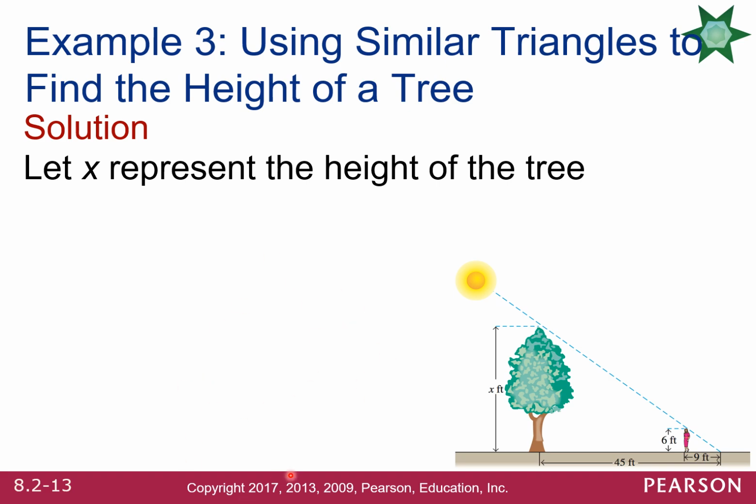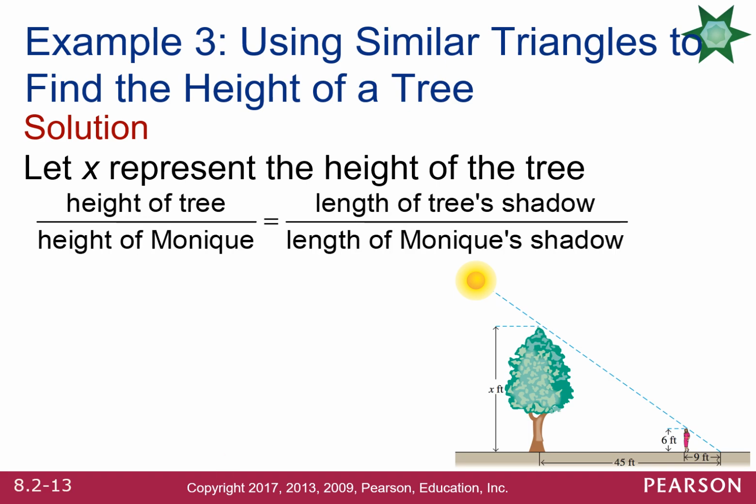So here they have solved the problem. Let x represent the height of the tree. So the proportion they have set up is height of tree over height of Monique. That's exactly what we did, and which is equal to length of tree's shadow divided by length of Monique's shadow. So we created a ratio with the heights and created another ratio on the other side of the equal sign with the length of the shadows. So x divided by 6 equals 45 divided by 9. That was the exact setup that we had come up with.